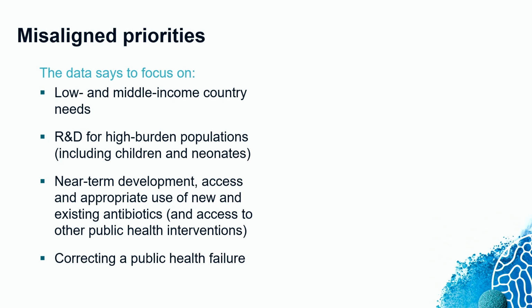So there seem to be misaligned priorities globally. The data says to focus on low and middle income country needs, R&D for high burden populations. I haven't showed this, but Sally did. You know, where is resistance most felt? Well, it's in children and newborn babies. We really need to correct a public health failure, because we need to be looking at near-term development, access and appropriate use across all public health interventions.